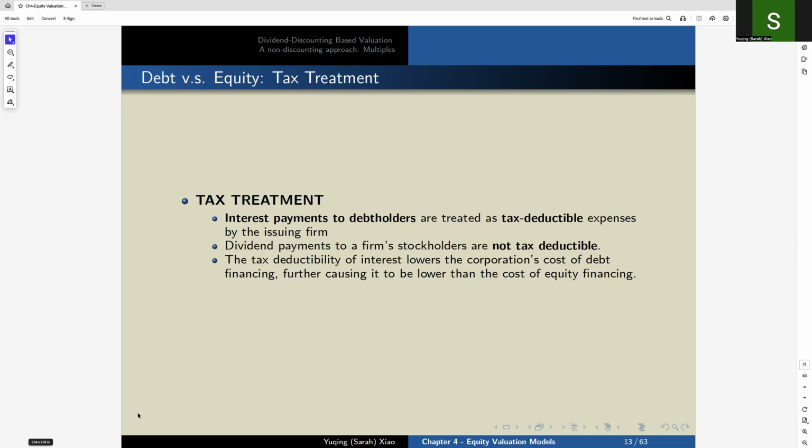There's also a very important tax difference. Interest payments to debt holders are tax deductible, but dividend payments to stockholders are not. That makes debt cheaper from a tax perspective. A dollar of interest reduces taxable income, but a dollar of dividends does not. This tax shield is one reason why firms often prefer debt financing.